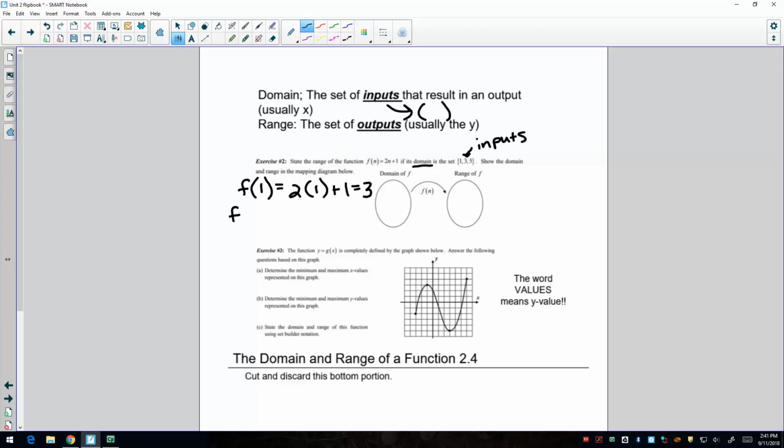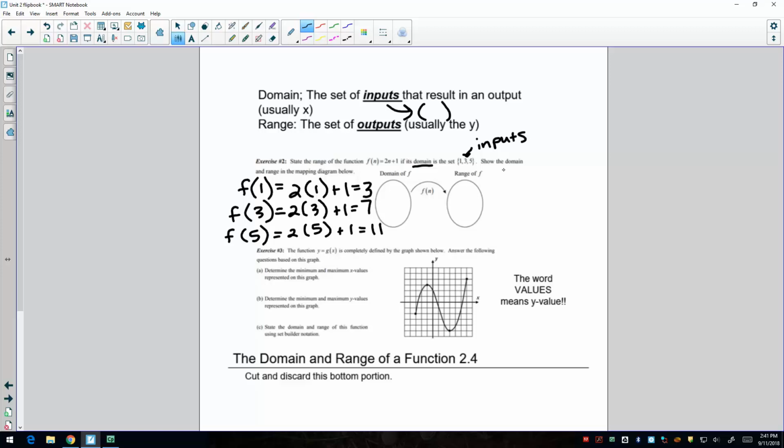And then we have to evaluate the other two domain values, f of 3. So that would be 2 times 3 plus 1. That is 7. And then f of 5 is the last domain value they want you to evaluate. So 2 times 5 is 10 plus 1 is 11.